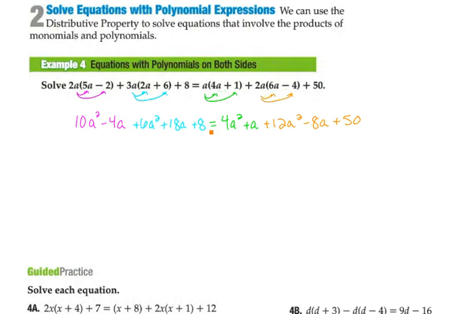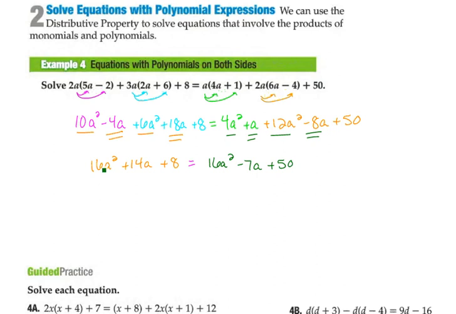There's my equal sign, so I'm going to focus on everything on this side and combine like terms. So it looks like I have 16a squared. I have a positive 14a, and I'm adding an 8 to that. There's my equal sign. Now I'm going to combine like terms on this side. Looks like I have 16a squared. I have negative 7a, and I have a positive 50.